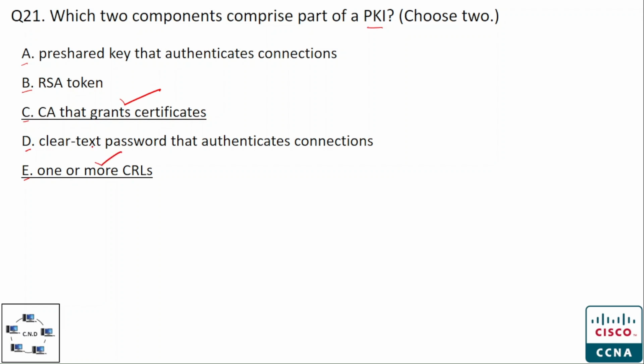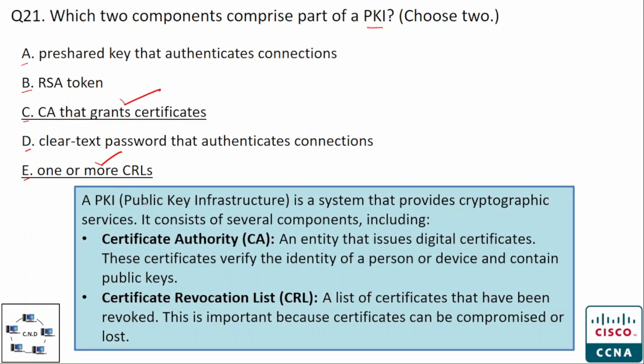A PKI, public key infrastructure, is a system that provides cryptographic services. It consists of several components including the certification authority, that is CA, an entity that issues digital certificates. These certificates verify the identity of a person or device and contain public keys. And the certificate revocation list, that is CRL, a list of certificates that have been revoked. This is important because certificates can be compromised or lost.